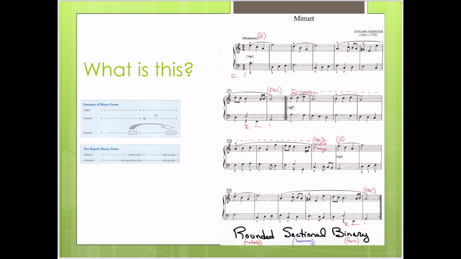This is rounded because now the first theme comes back in bar 17, just like it was in the beginning. So that's rounded binary. Rounded for the melody, sectional for the harmony based upon the cadence in bar 8 at the double bar, and binary for the form.